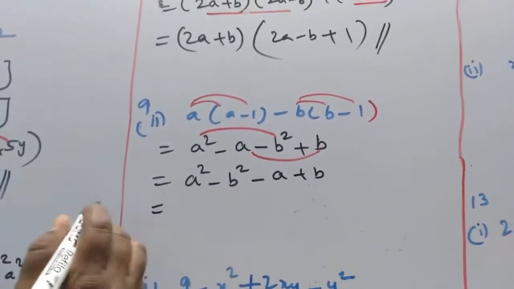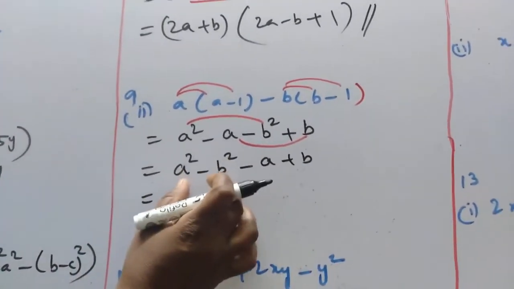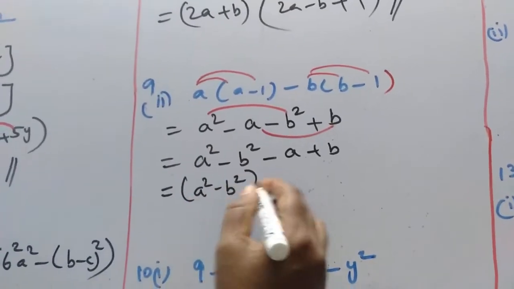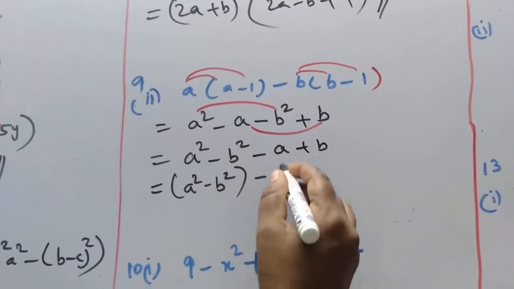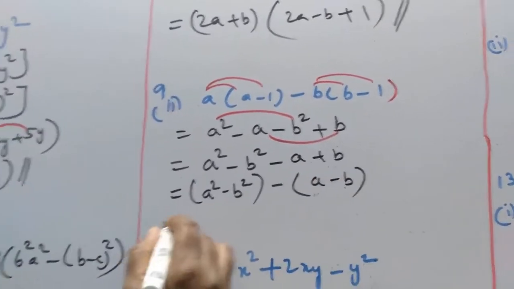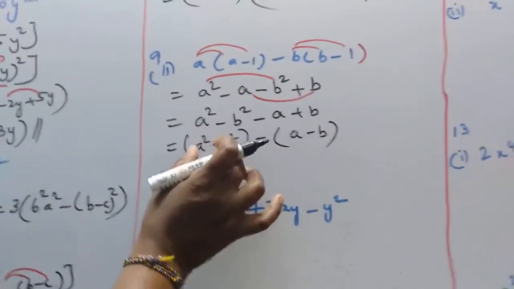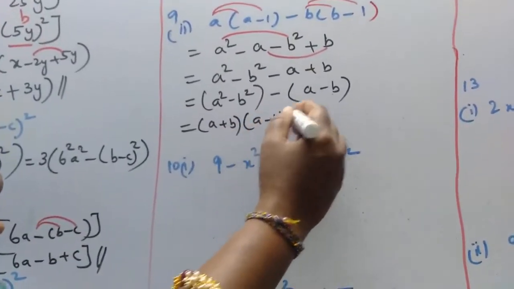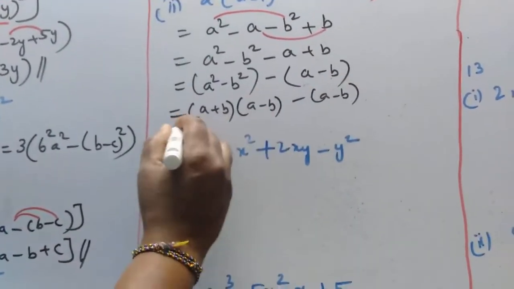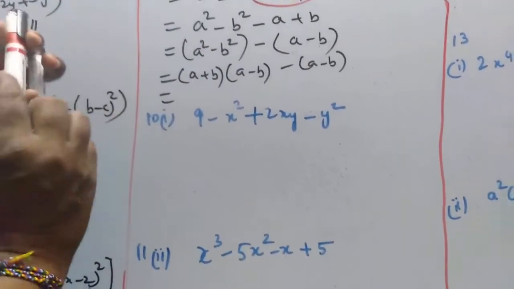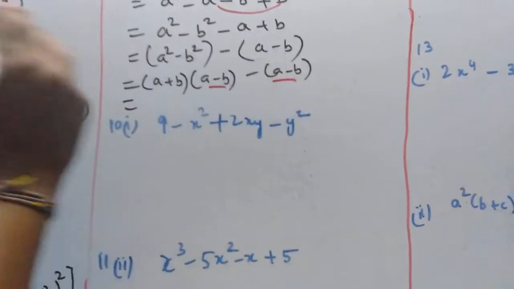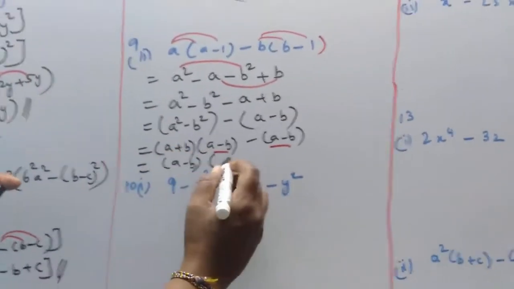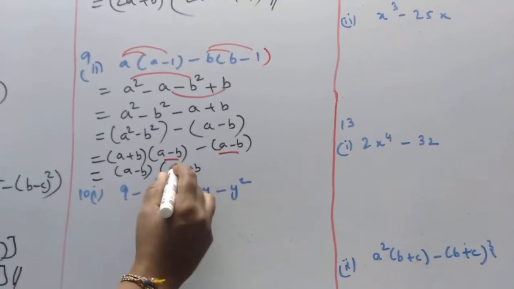Okay, this is in the form a square minus b square. I am going to make this into 2 parts, taking minus common outside, which can be written as (a minus b), and this is in the form a square minus b square, which can be expanded as (a plus b) into (a minus b), then minus (a minus b). So in these 2 terms a minus b is common. I am taking a minus b common outside. Then after dividing, we will be getting a plus b here.